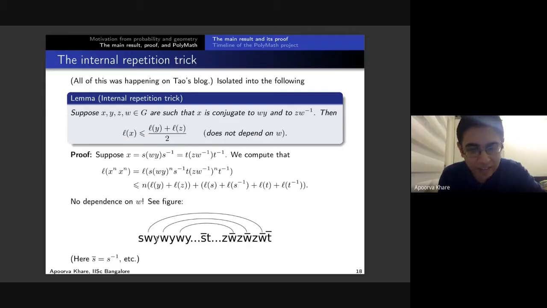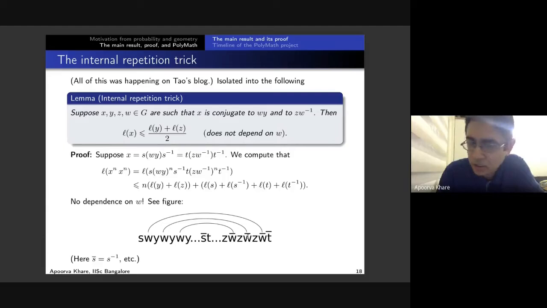I take out, less equals length of s plus length of y, length of z plus length of t bar, and then everything in between. But again, everything in between is again a conjugate. So I again remove my w and w bar. Then I again get a y and a z. And I again remove a w and w bar, and I keep going, I keep going. So eventually every single w and w bar gets removed. There is no dependence on those.